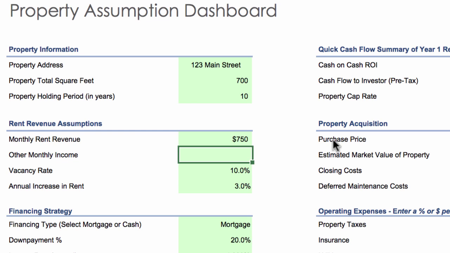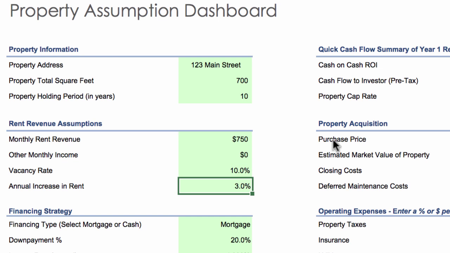Other monthly income, say if you had vending machines or coin laundry or something like that, that's the kind of thing you would put here. But again, I'm just going to put 0 because it doesn't apply in this situation. Vacancy rate, I always put in 10%. That's a pretty conservative number in my area, but this could obviously change based on your location and the state of the economy and the real estate market and all that.